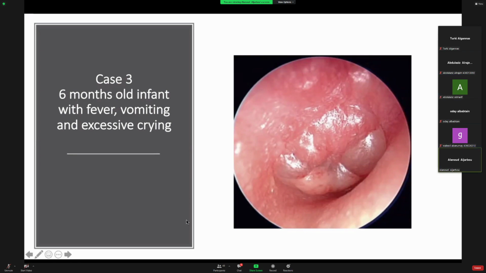Okay. What's your management for this baby? He's 6 months with otitis media, and if you diagnosed another baby, 3 years old, with unilateral otitis media.